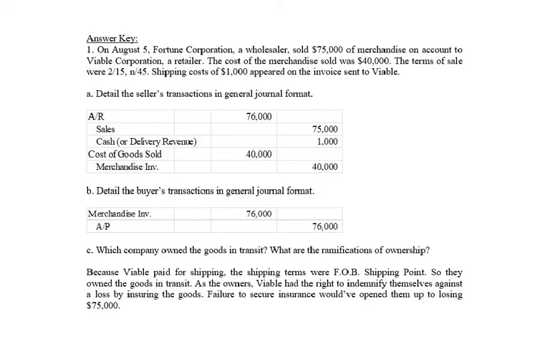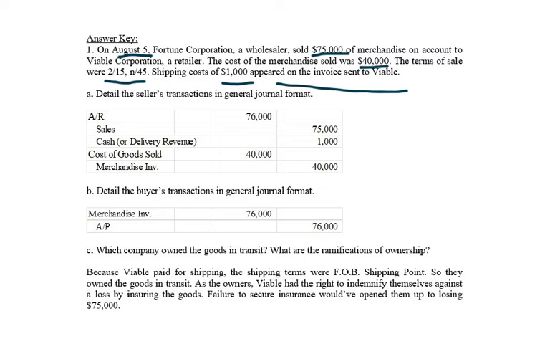All right, so part 1, again, this is the basic example that we're going to be working with for the rest of this video, and of course this homework presentation as well. Now, this is August 5th when this whole process began. Fortune Company is a wholesaler. They sold $75,000 of merchandise on account to Viable Corporation, a retailer. Cost of the merchandise sold was $40,000. Terms of sale are 2/15, net 45. Shipping costs of $1,000 appear on the invoice sent to Viable.